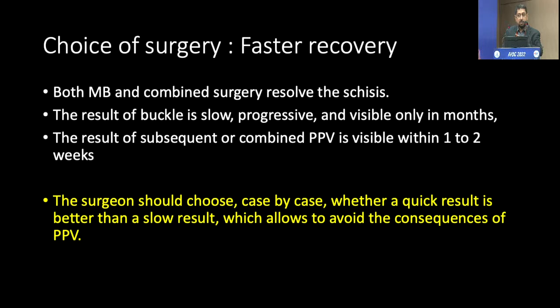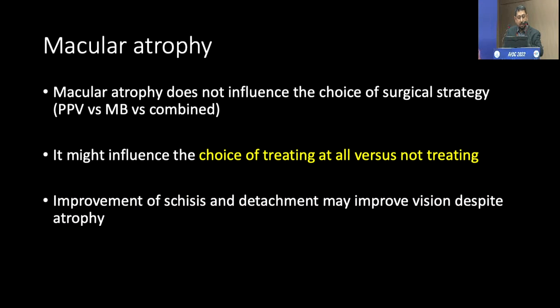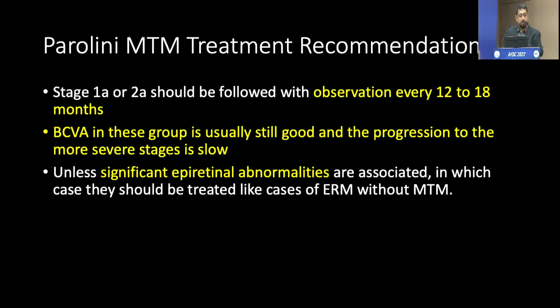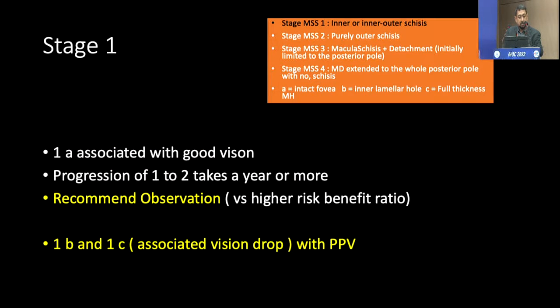So, in the choice of surgery between macular buckles and vitrectomy, one choice pointing towards adding a vitrectomy to a buckle is the speed of resolution. With macular buckles, sometimes the fluid in the schisis takes a very long time to resolve. Macular atrophy does not change the choice of surgery. It only changes the choice whether you want to do surgery in the presence of extreme macular atrophy. So all of this was created by the Parolini group, and it's a beautiful thing. I'll just go through this.